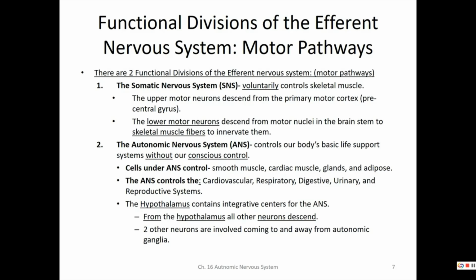Now, remember that with this, we have the somatic nervous system. Somatic nervous system and autonomic nervous system are the two distinct motor pathways in the body that are the most important for us to understand. We know we have some reflexive motor pathways, but these two are diametrically opposed. Somatic is going to be voluntary control of skeletal muscle.